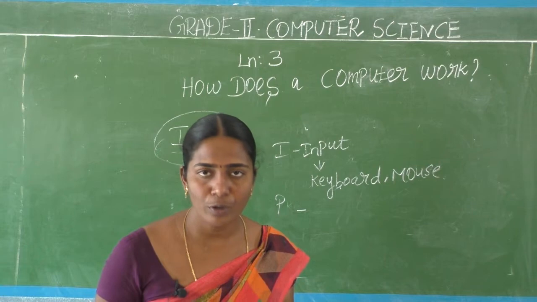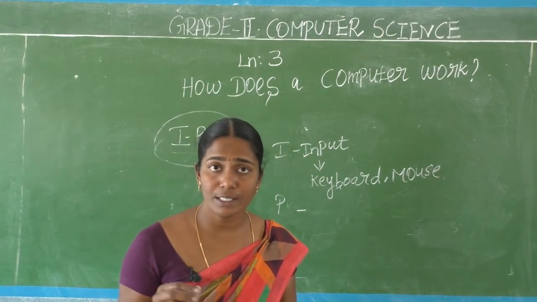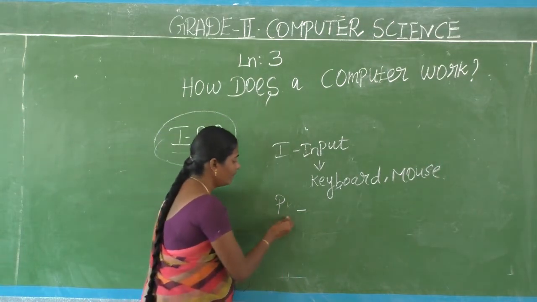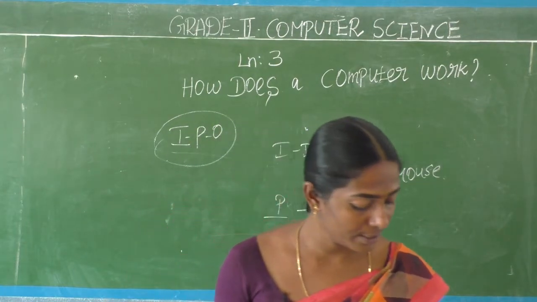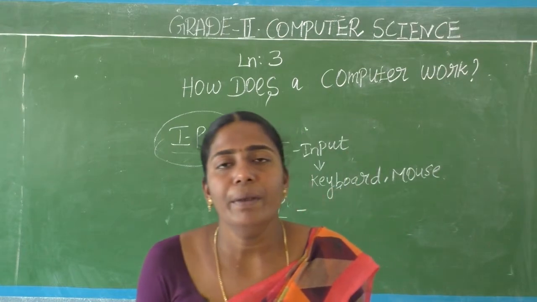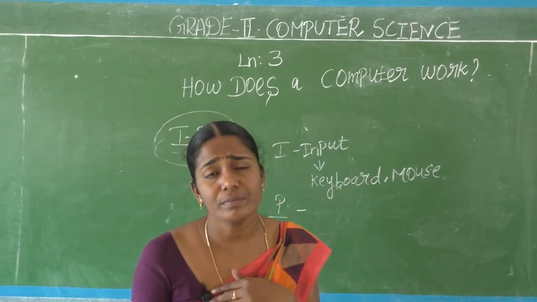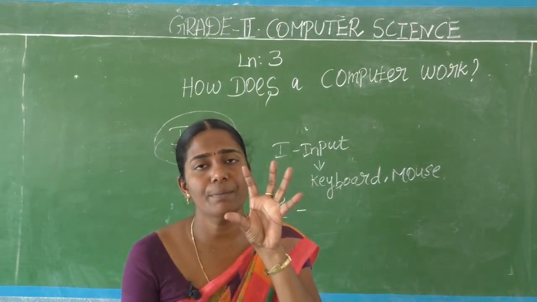So what is the CPU here, what is this processing here, what is this next one? P means processing. Here only the CPU is the processing.